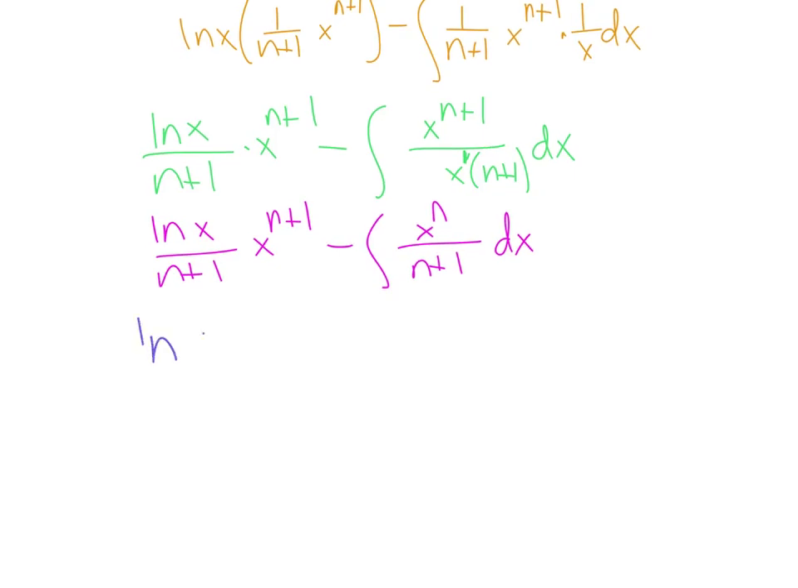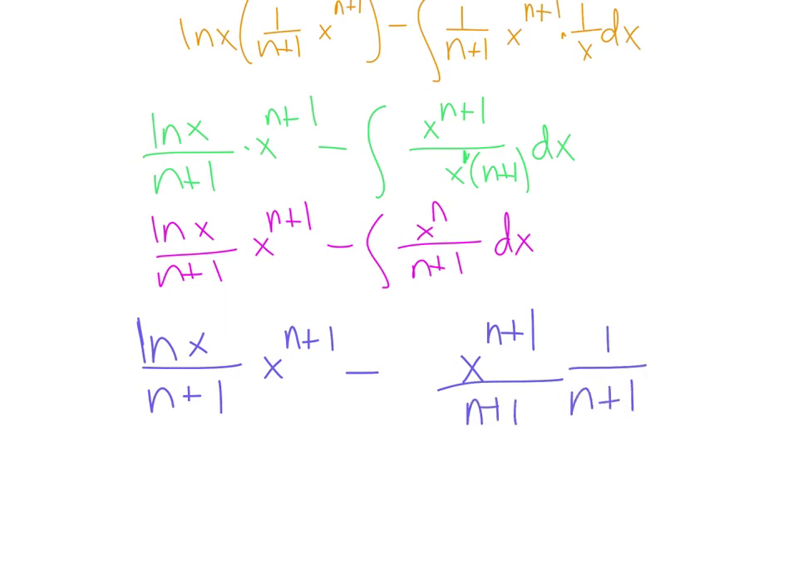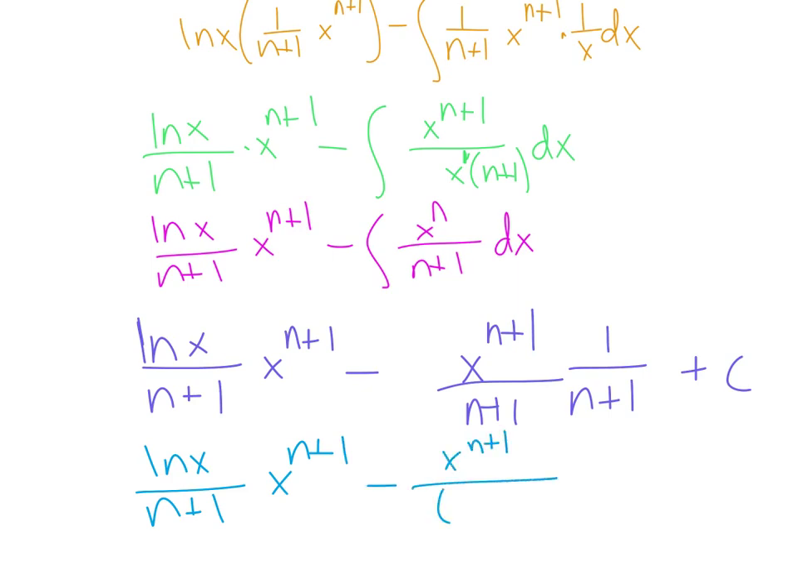So I'll have natural log of x, n plus 1, x to the n plus 1. Antiderivative of x to the n is x to the n plus 1 over n plus 1. But wait, I already have an n plus 1, plus c. So I could rewrite that, if I so choose, to x to the n plus 1 over n plus 1 squared plus c.